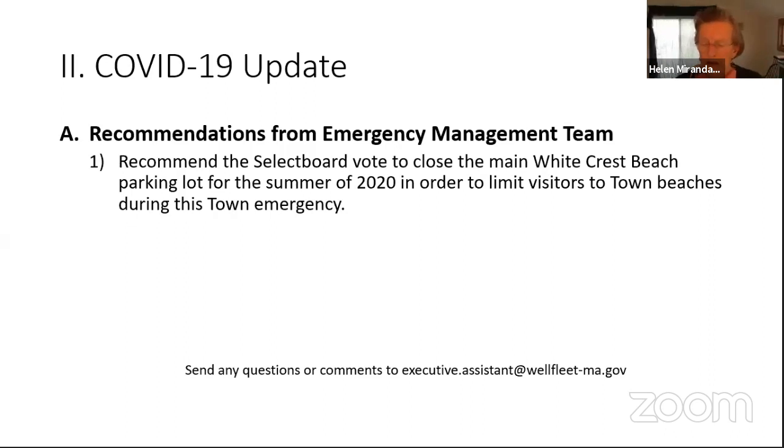If I could? Yes, go ahead. Okay, a couple of things. People are gonna do what they wanna do, no matter what rules we have. We do not have sufficient personnel to enforce a rule that prevents them from A, being too close to one another, or B, parking their vehicles too close to one another, or anything else. The only thing we have control over is what parking lots we allow people to park at. If the board decides that they do not want to close the back part of Whitecrest and not allow pay parking for the summer, that is totally within your purview.